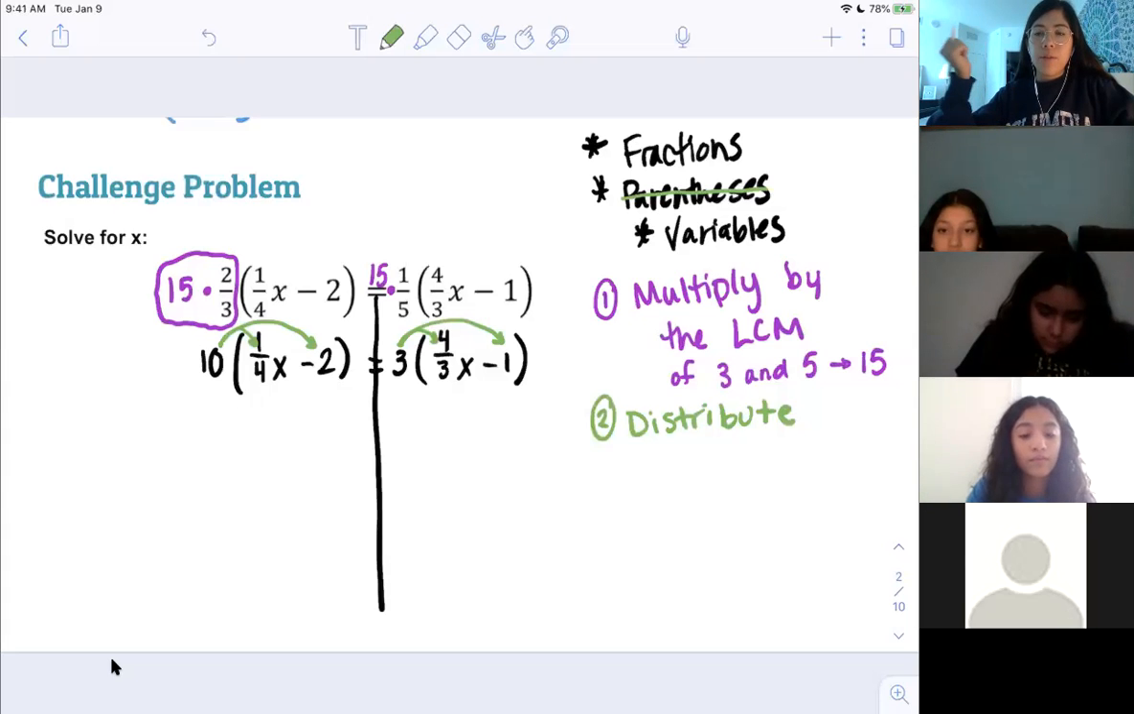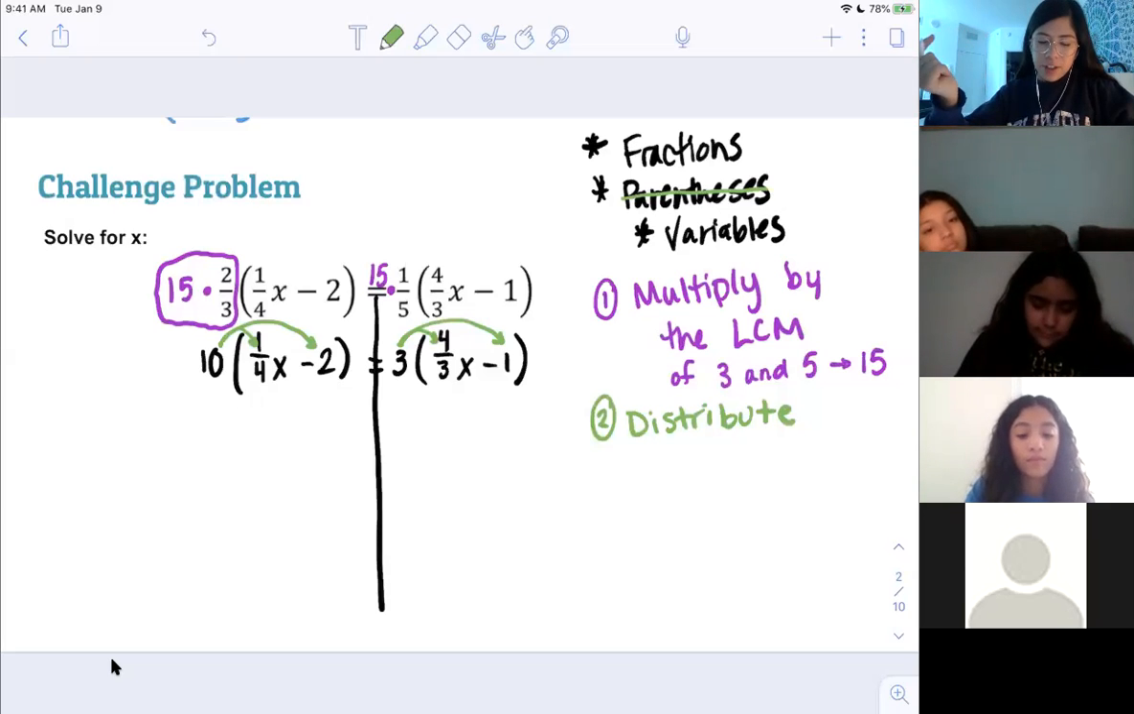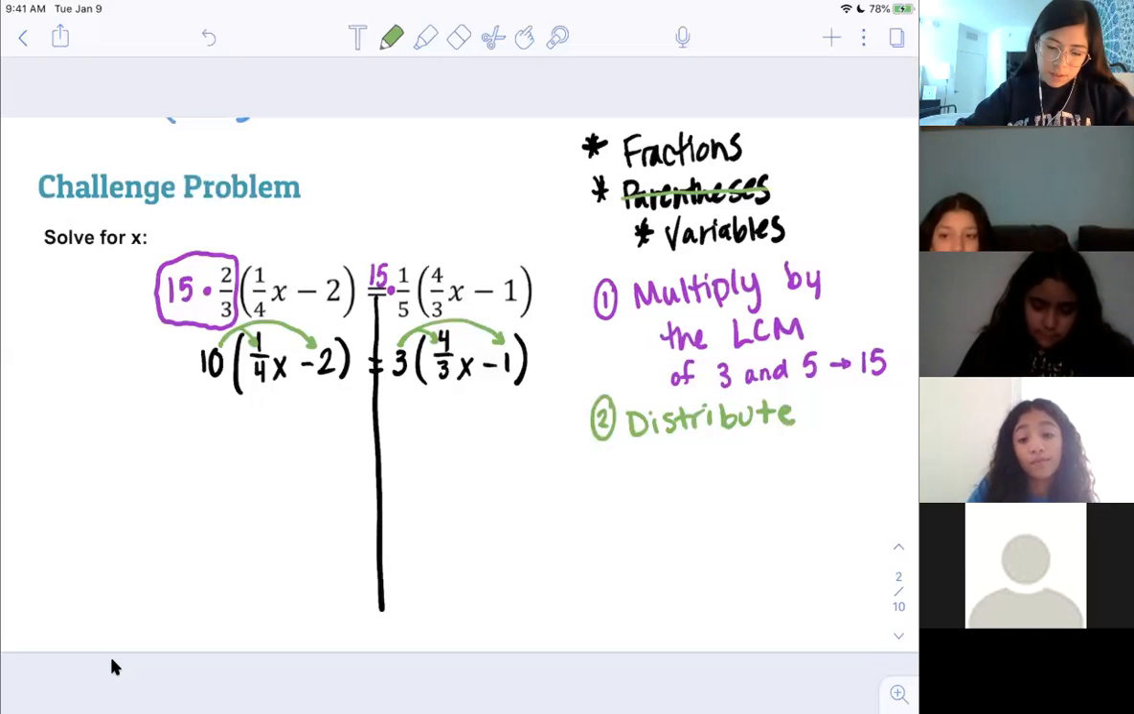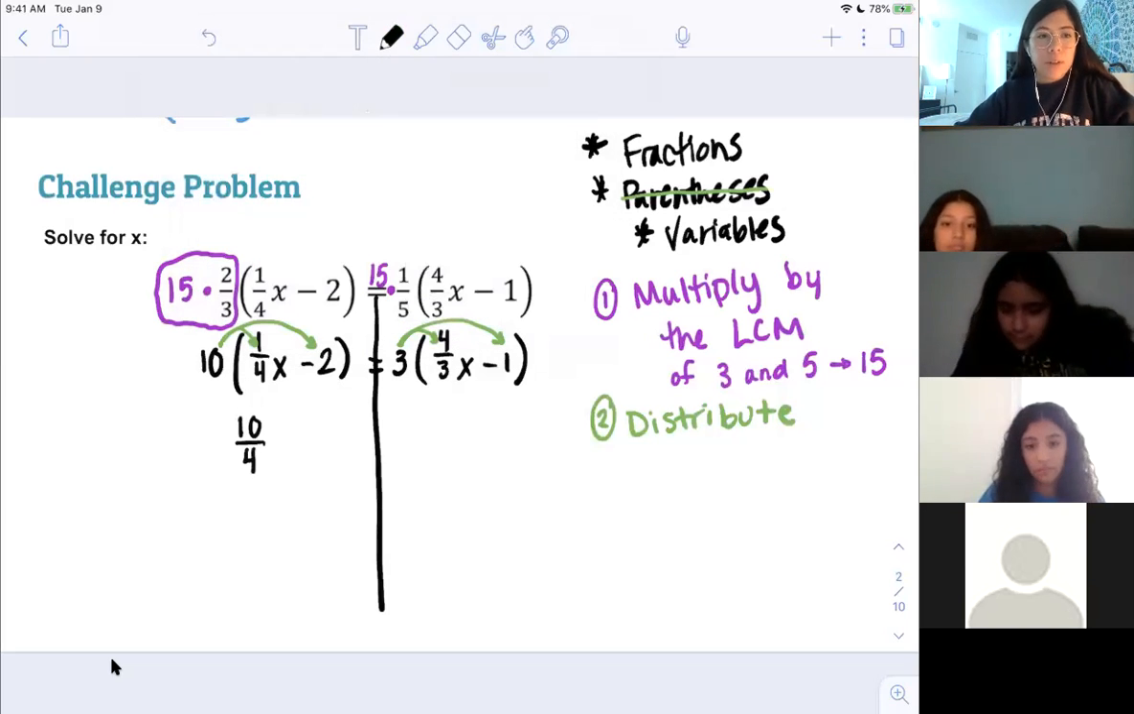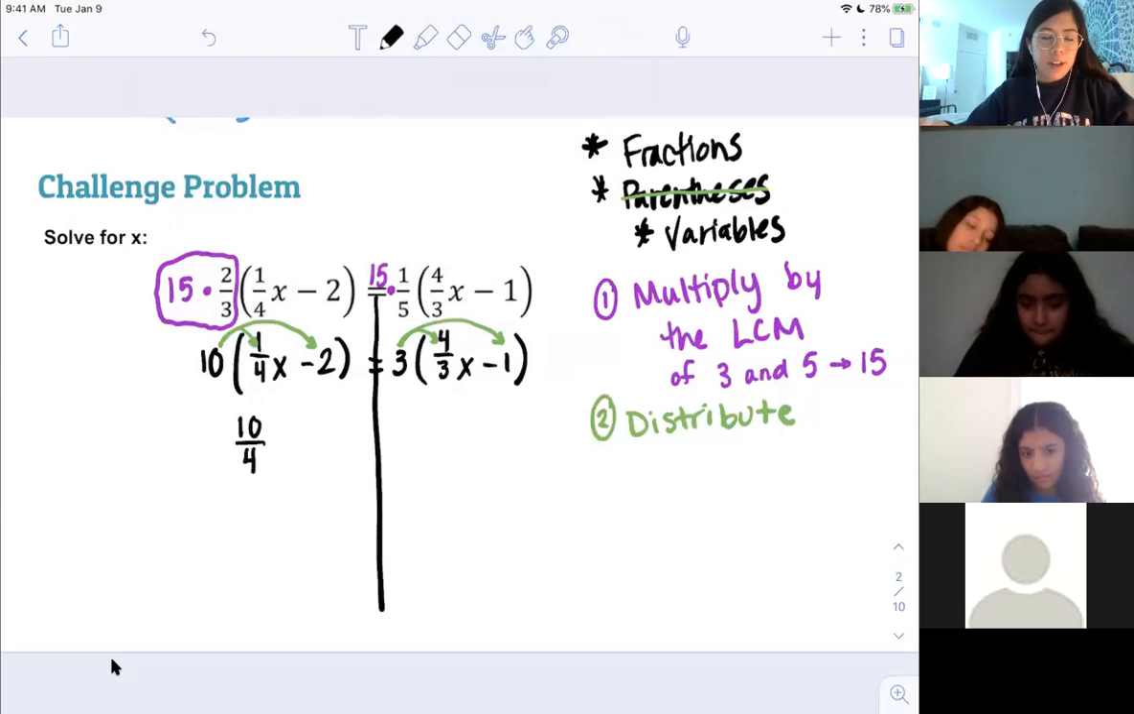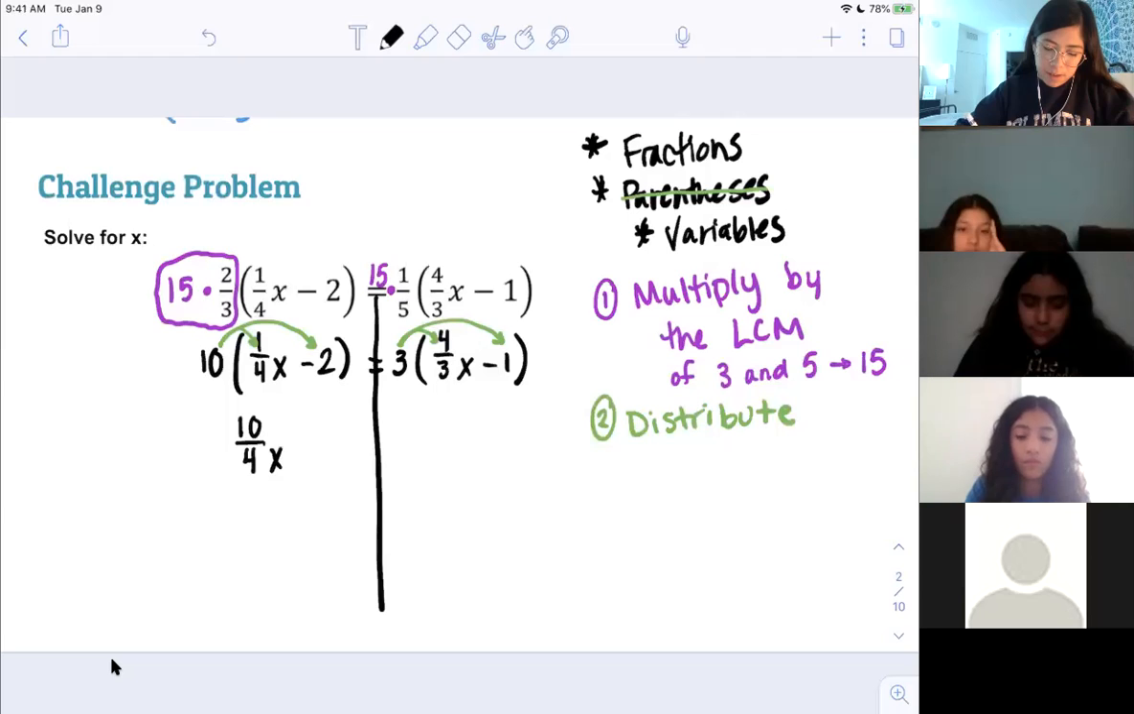If I do 10 times 1/4, am I going to get a whole number or a fraction? Fraction. It's going to be a fraction. So I'm going to leave it as a fraction. 10 times 1/4 is the same as 10 over 4. Because all I did was multiply 10 times 1, which gave me 10. But I'm not going to do the second step, which is to divide it by 4, because otherwise it's going to give me a decimal. I don't want a decimal. I want to keep it as a fraction. So 10 times 1/4 is the same as 10/4. 10 times 2, that's easy, is 20.